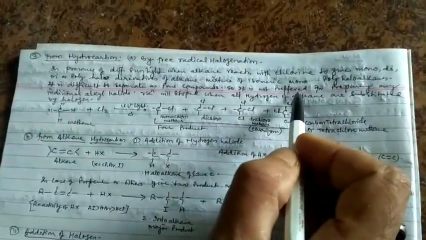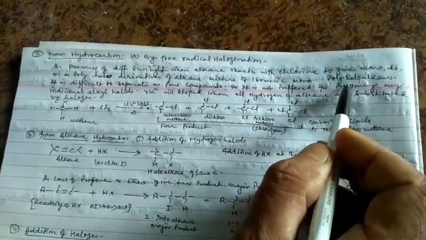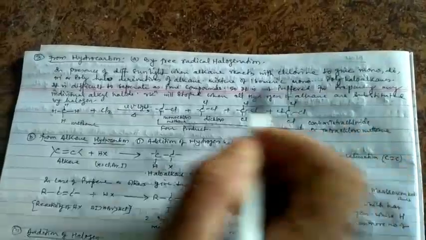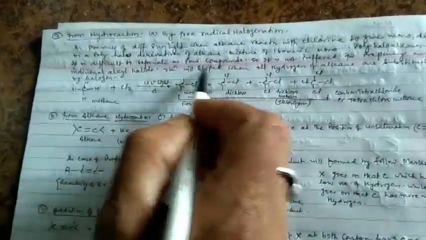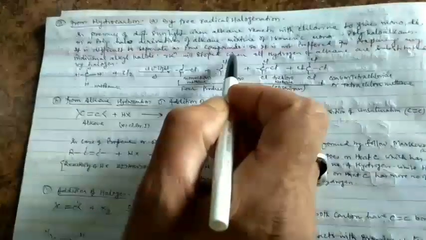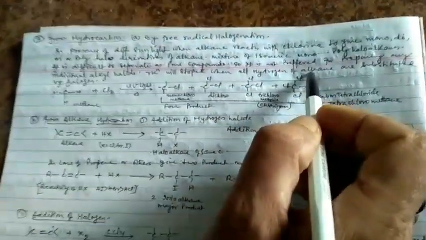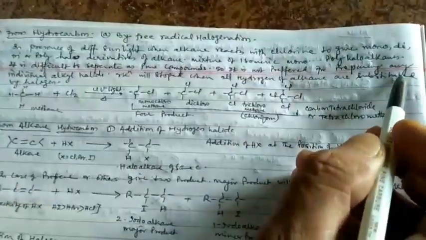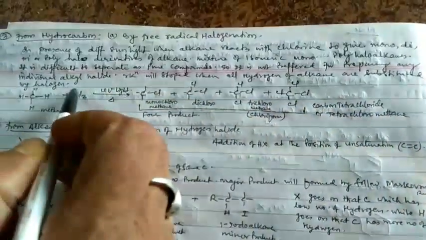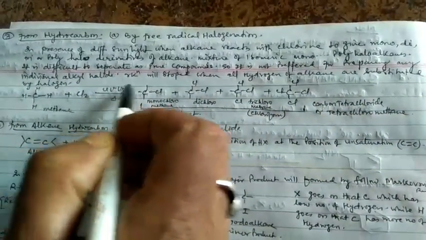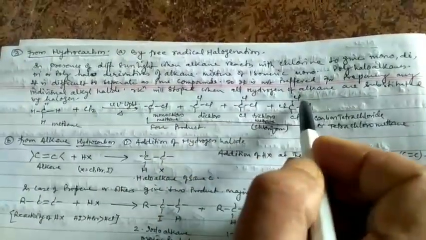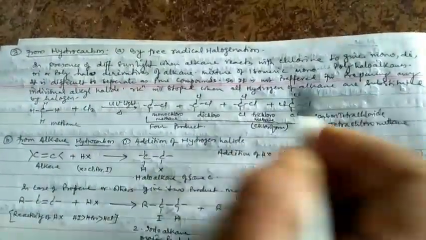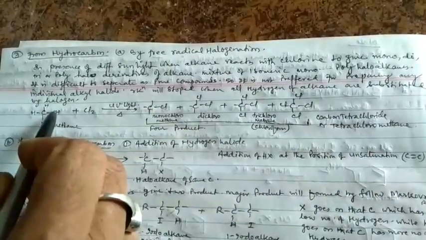A mixture of isomeric mono, di, tri and polyhaloalkanes is formed. It is difficult to separate these as pure compounds, so this method is not preferred for the preparation of any individual alkyl halide. The reaction will stop when all hydrogens of the alkane are substituted by halogen.